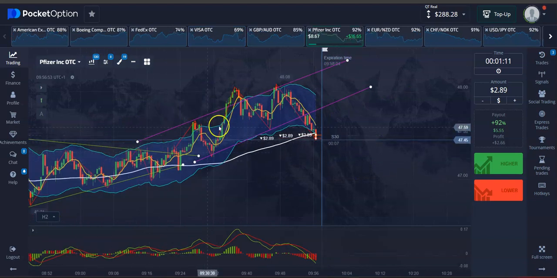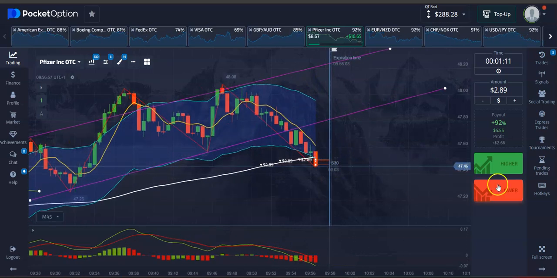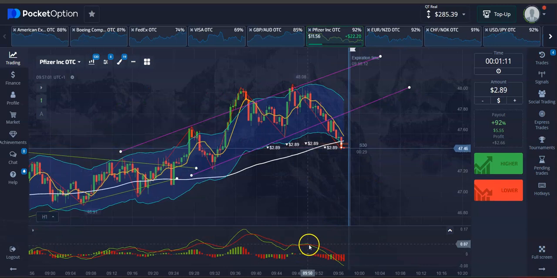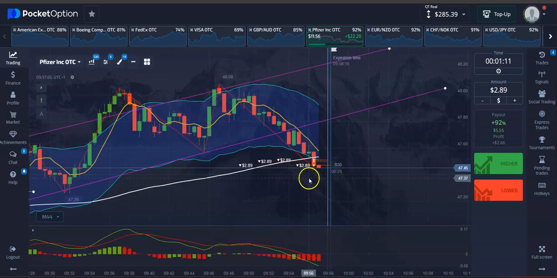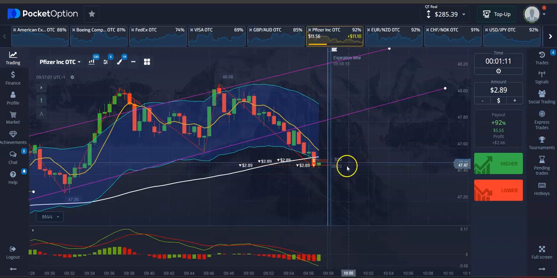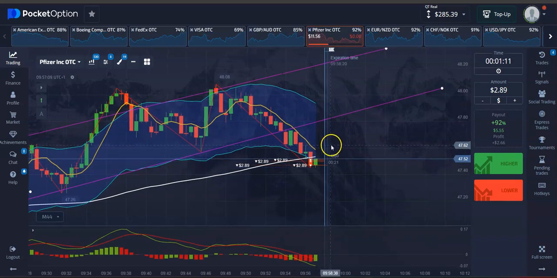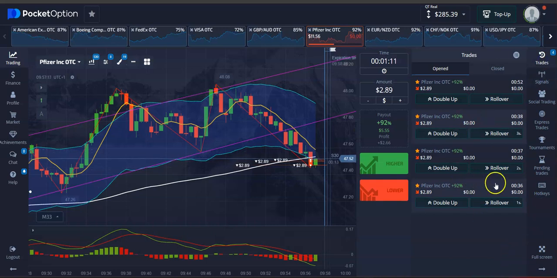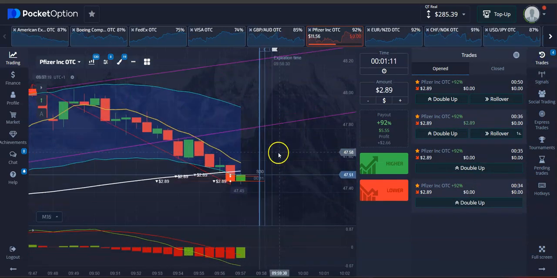Okay, we can see that the pattern was going up and the pattern has been broken. So potentially we are going to see a continuation to the downside. Lots of red bars. We got the crossover on the MACD. So potentially this is going to be a good trade and we will be able to secure our daily target, which is $305. Okay, so we got four trades going on, 37 seconds on the first trade.